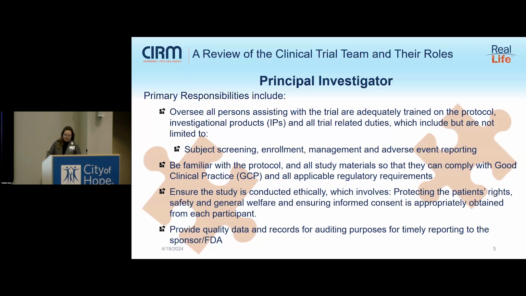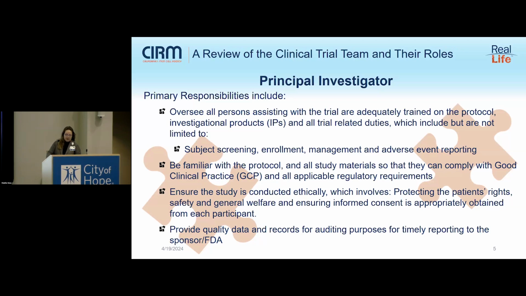Primary PI responsibilities include overseeing all persons assisting with the trial. This means that they're making sure that the trial personnel are adequately trained on the protocol, on the investigational products, and all trial-related activities. This may include, but is not limited to, screening, enrollment, management, adverse event reporting, data collection, all aspects of the investigational product storage, distribution, and administration, and data collection and reporting. So that's a lot for them to have to manage, and they don't do it on their own.